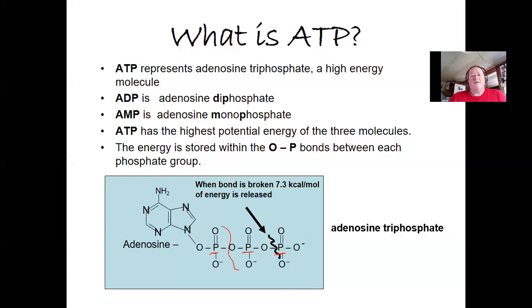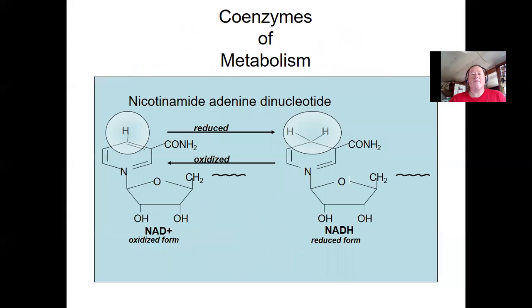So there is a lot of energy in that bond that is released when that phosphate bond is broken. The coenzymes that we're talking about are NAD+ and NADH. This is the reduced form. It ends up losing its electrons, losing some hydrogen, and it becomes oxidized to this. This is what ends up at the start of the electron transport chain.